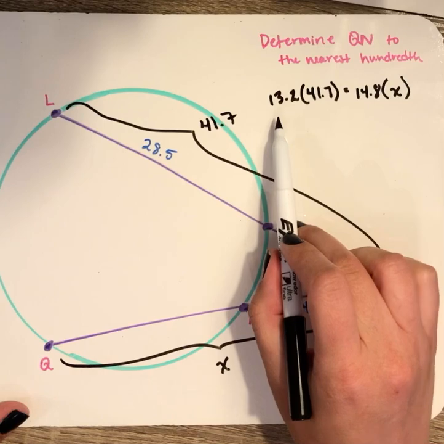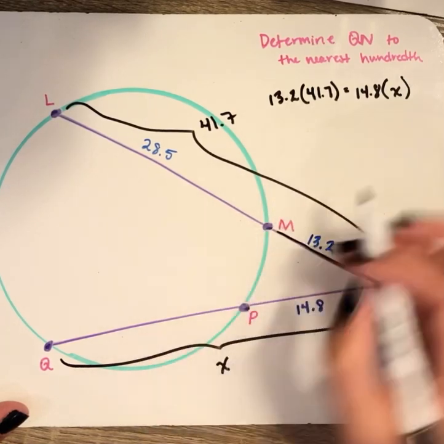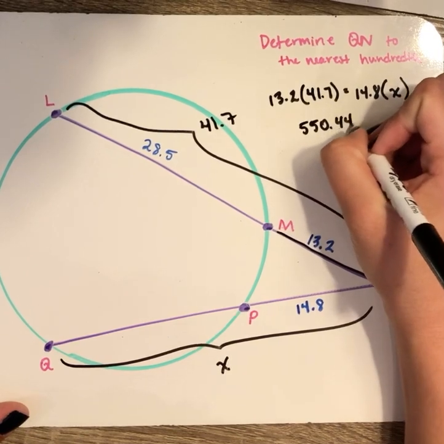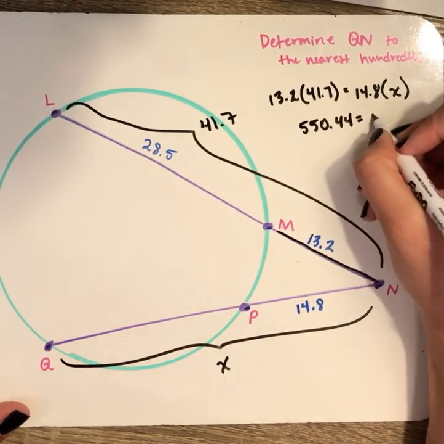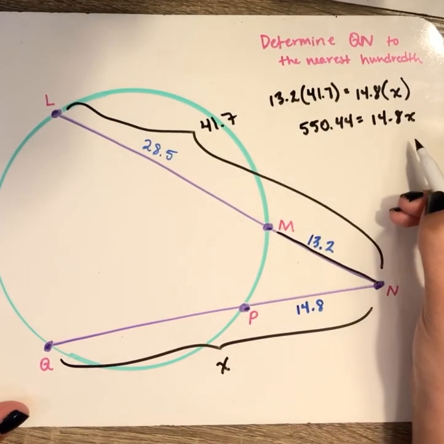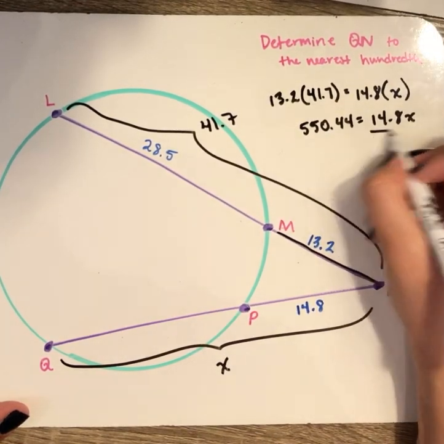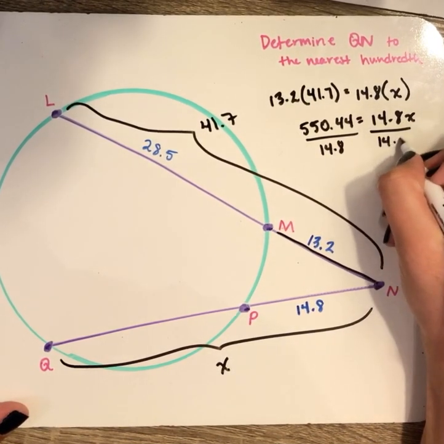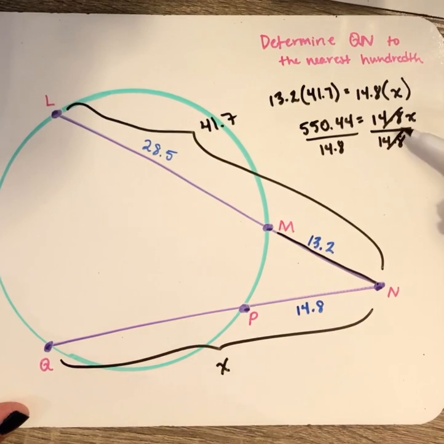So I'm going to multiply together 13.2 times 41.7. I get 550.44. 14.8 times X is just 14.8X. I'm trying to isolate X here, so I need to divide both sides by 14.8. So on the right side, 14.8 will cancel. That's how I'm isolating X.